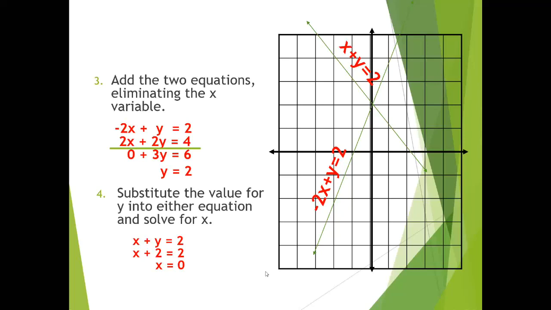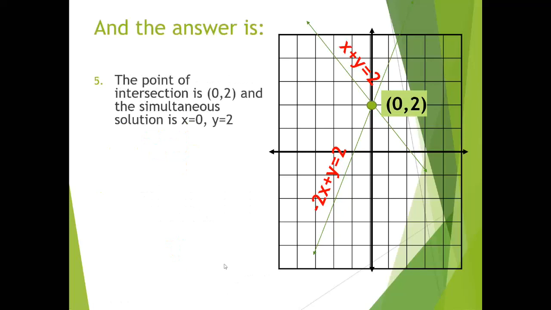Now to find the x coordinate, I just go back to either one of those equations. I'll pick the easy one, x plus y equals 2. And I'm going to plug in the value I found for y, which is 2. So the equation now becomes x plus 2 equals 2. I subtract 2 from both sides, and I have x equals 0. And that is the x coordinate of the point of intersection. So here's our solution. The simultaneous solution is the point (0, 2).